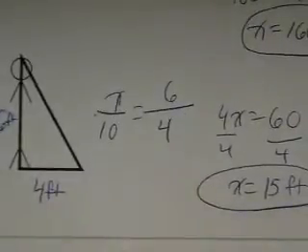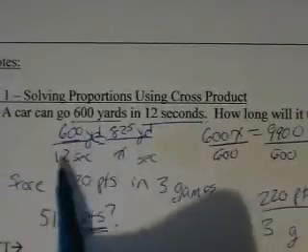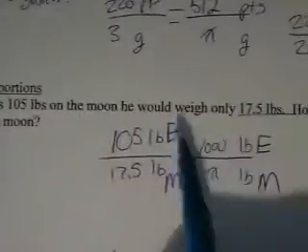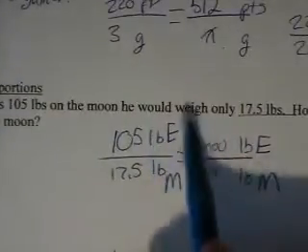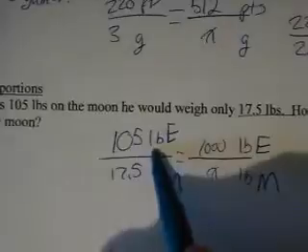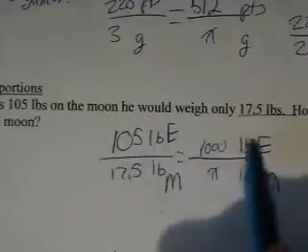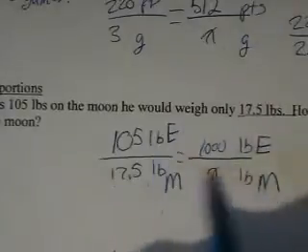Okay? So cross multiply should be old stuff by now. We know how to do it. That's pretty easy. You set it up, making sure your units match up going across. Yards, yards, seconds, seconds. If your units happen to be the same, you have to be more specific. Here's 105 pounds on Earth, 17.5 pounds on the moon. Be more specific, but they still have to match up going across.